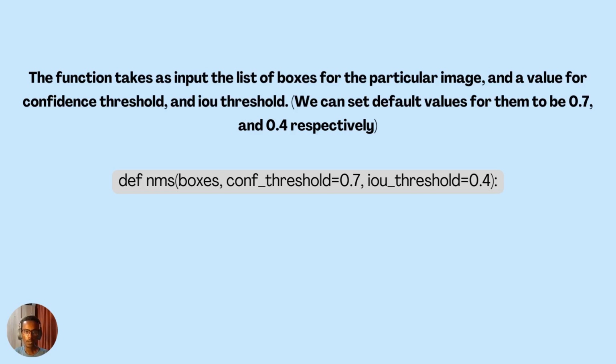So first, we define a function known as NMS, and it has 3 arguments. The first one would be the boxes, or the list of the boxes for a particular image, and a value for a confidence threshold, and we set a default value of 0.7. That's the cutoff point for the confidence. And the third argument is an IOU threshold, and we define a default value of 0.4, and that's the cutoff point for the IOU.